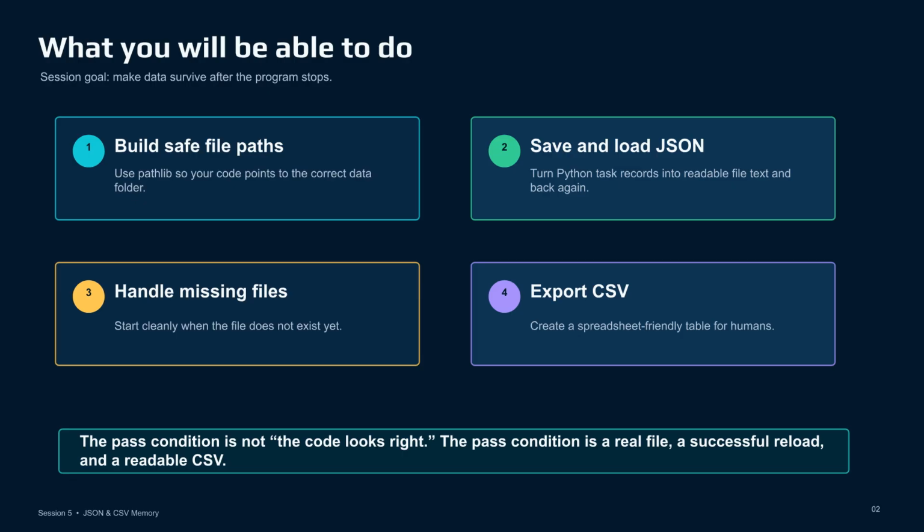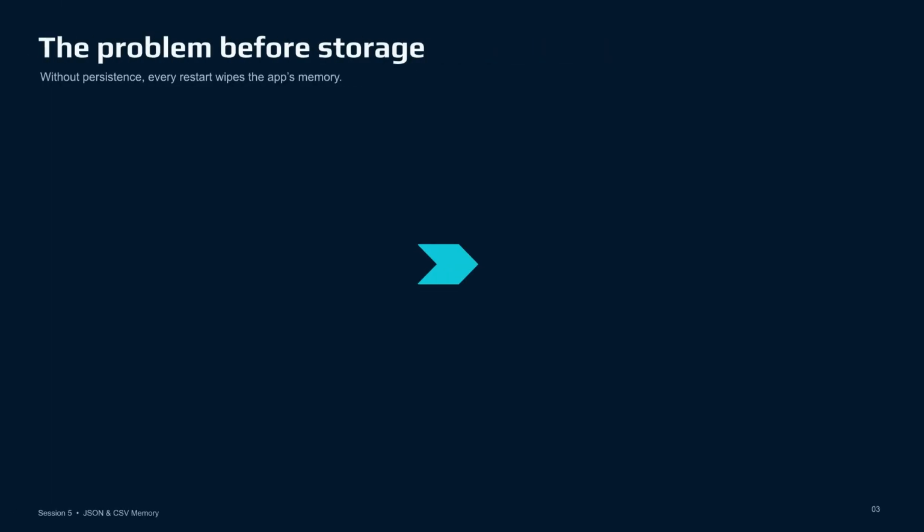By the end of this session, you'll be able to build safe file paths, handle JSON data, manage missing files, and create CSV exports. The key to success here is ensuring your files are created, data is reloaded, and your CSV exports are readable. Without data persistence, every time your program stops, your data is wiped from memory.